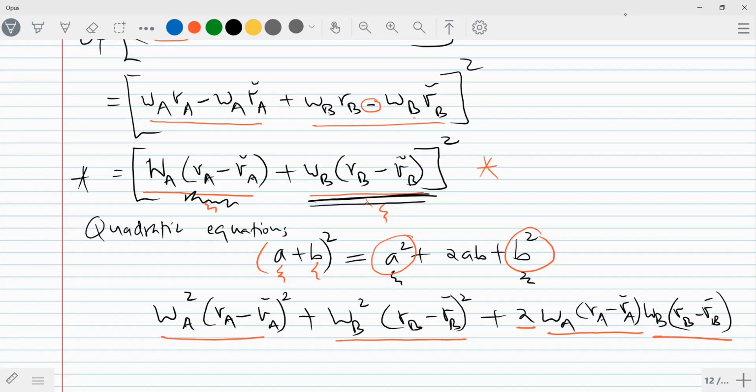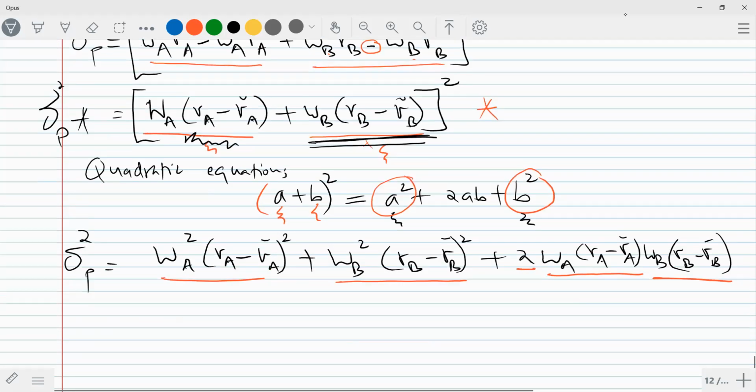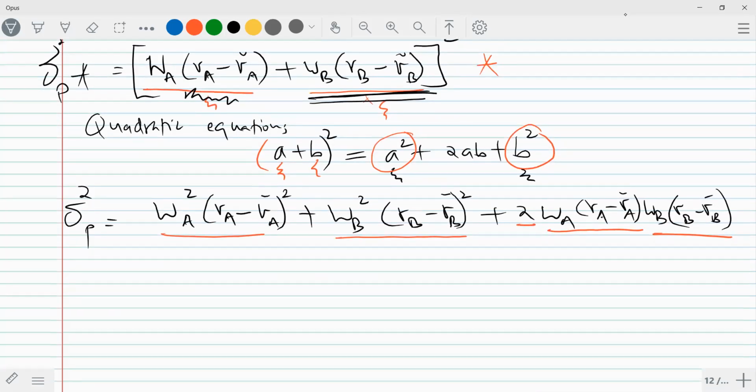Don't forget, this is our variance of the portfolio. This is the variance of the portfolio from here. Okay, let's proceed. So here, therefore, we're going to end up with weight A squared.